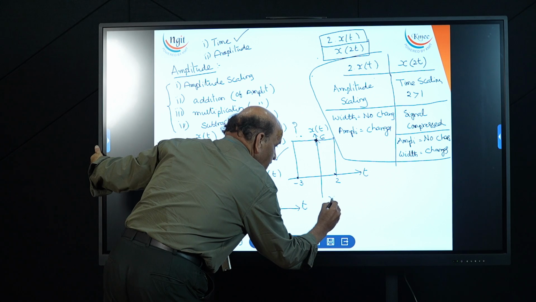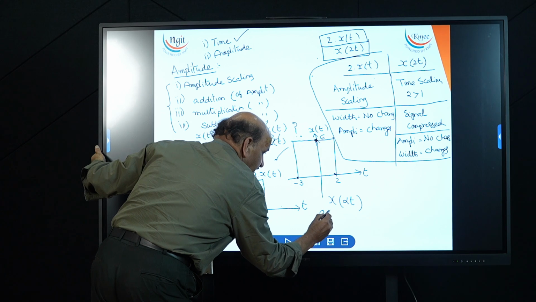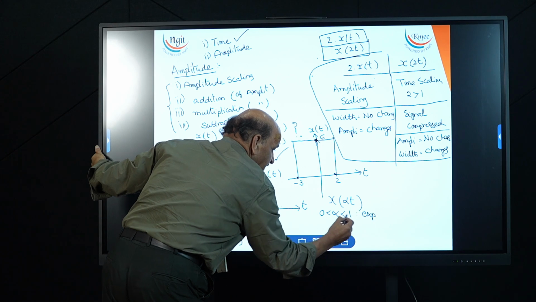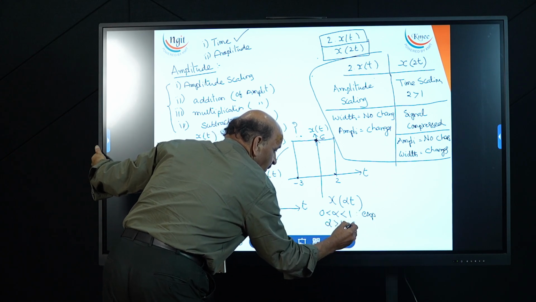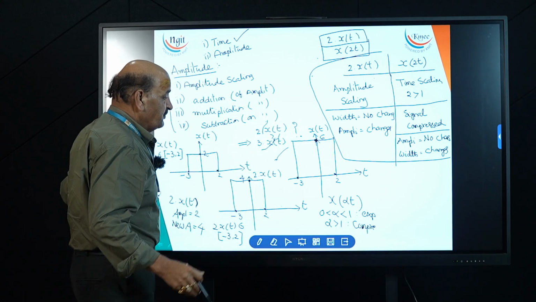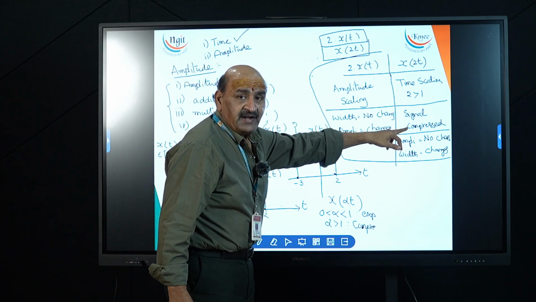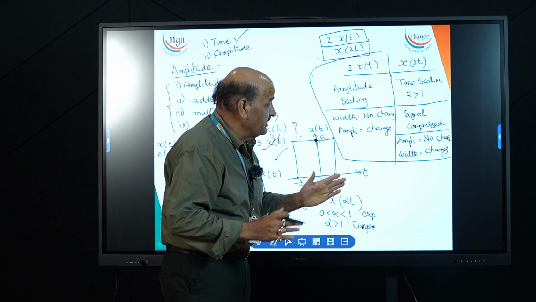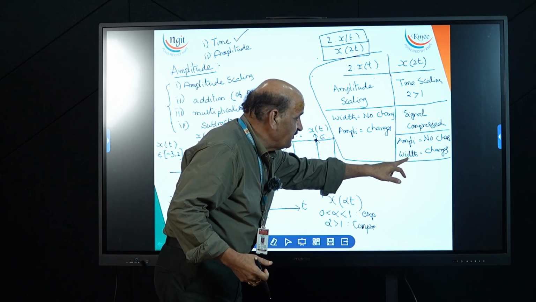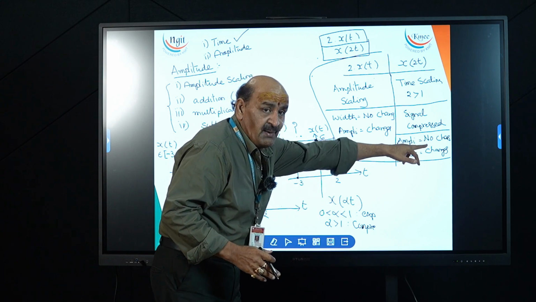x of alpha t is a scaling signal. If alpha is greater than 0 and less than 1, the signal is expanded. If alpha is greater than 1, there is compression. Compression means reduction. Now just look at 2. 2 is greater than 1, so the signal will be compressed. In the compressed signal, the student can find the difference only in the change of the width. The width will be changed, but there is no change in the amplitude.